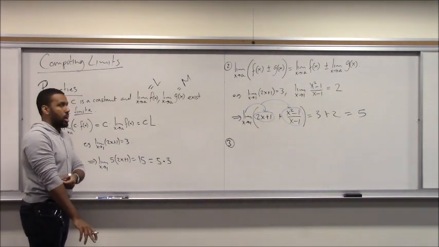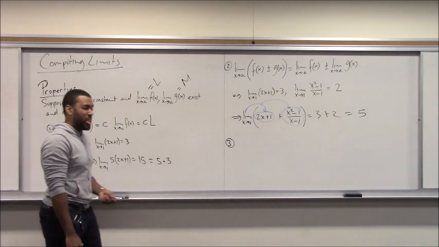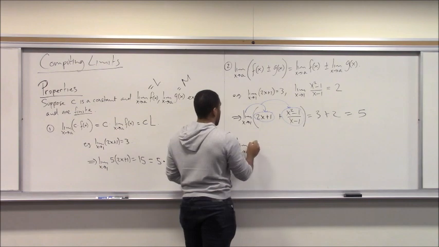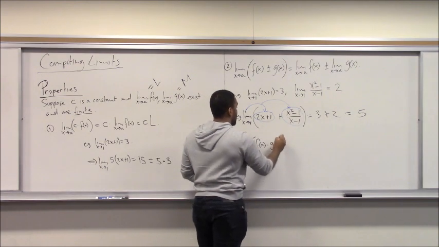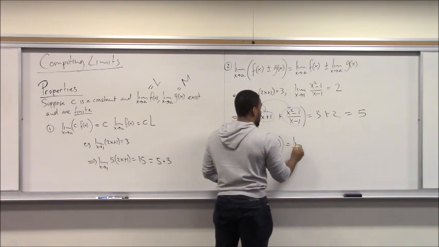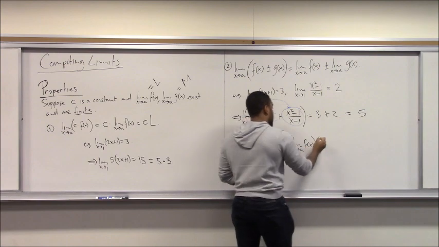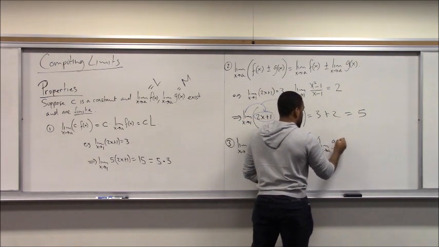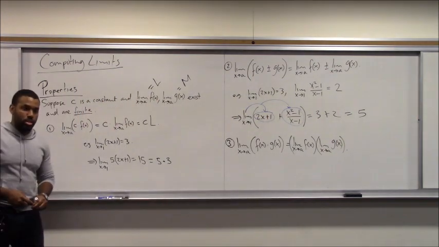Limits are some of the nicest objects you'll see in this class and pretty much in any math class, because they actually obey a lot of the rules that you want them to obey. They distribute across sums. They also distribute across multiplication. So if you have f of x times g of x, you can actually take the limit of each one separately and multiply them.